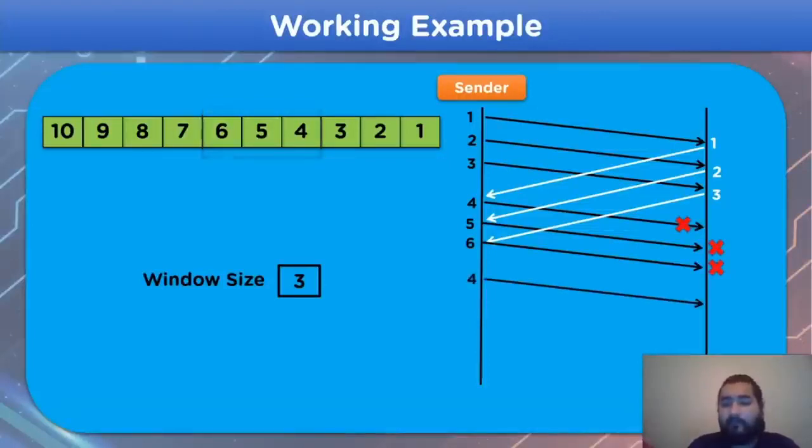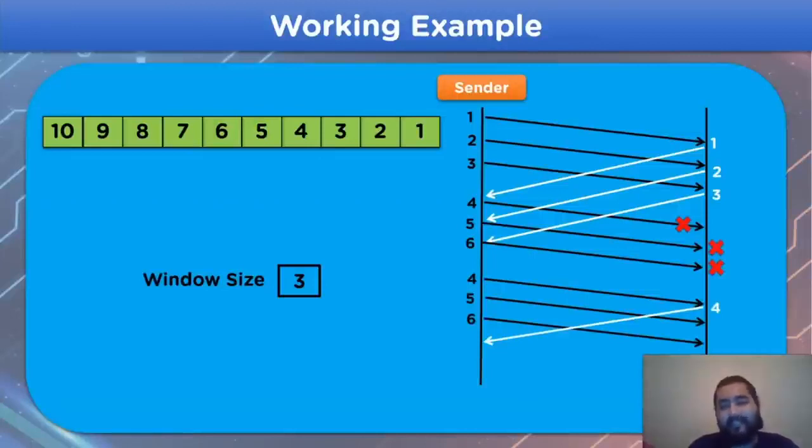Frame number 4, frame number 5 and frame number 6. After retransmission, frame number 4 will get acknowledged by the receiver side to the sender side. That means we can send the next frame, that is frame number 7 from the sequence order. And the sliding window appears on frame number 5, 6 and 7.